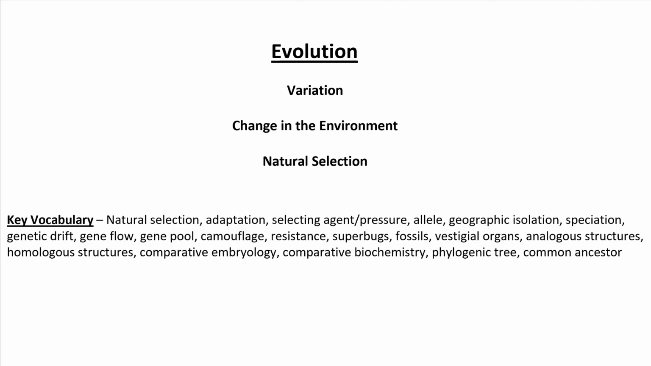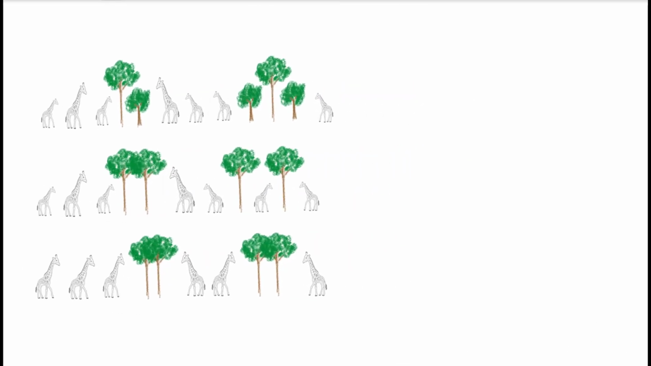Alright, welcome to our video on evolution. This is a little picture of some key things we'll go over. Starting with our first story, we have some tall neck giraffes and short neck giraffes. So there is variation present in this population. We also got some tall trees and short trees.